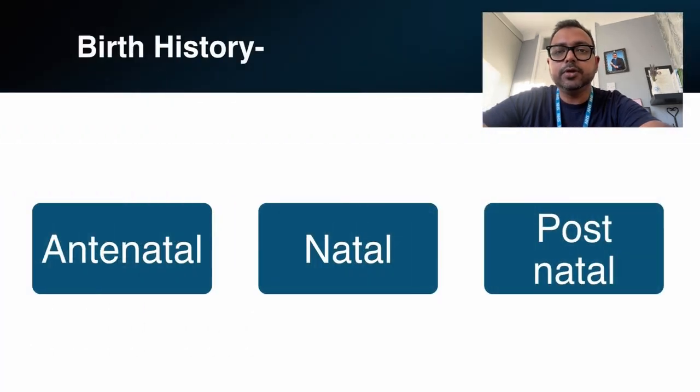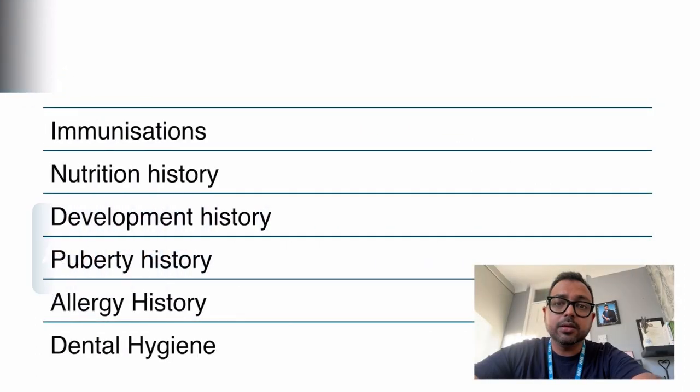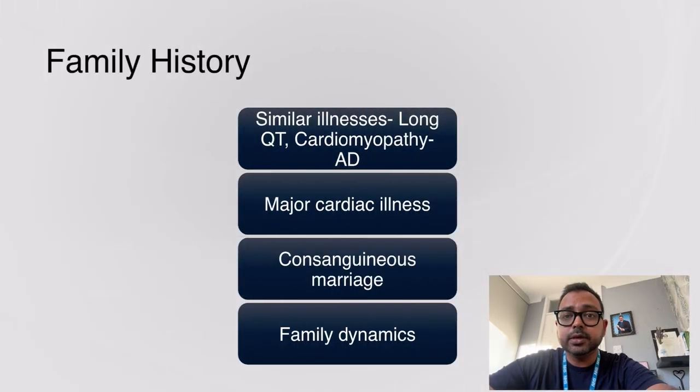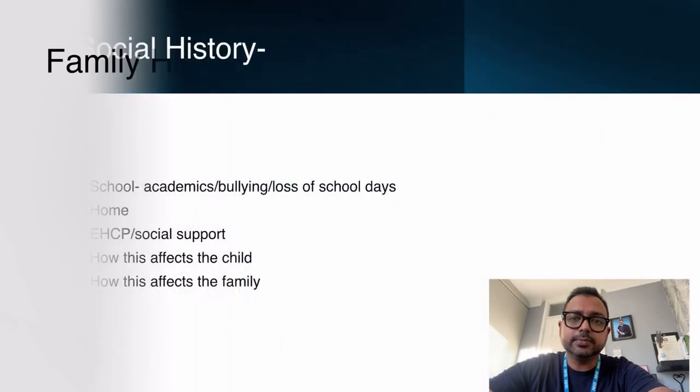Then you need to take a brief birth history. Immunization history is very important for cardiac diseases. Nutritional history, whether the child is on any special diet or not. Development history, puberty history, any allergy history, and you need to ask about dental hygiene. Family history of any similar illness present or not. It has been seen long QT syndrome and cardiomyopathies are autosomal dominant. Major cardiac illness present in the family or not, any history of consanguineous marriage, and how is the family dynamics.